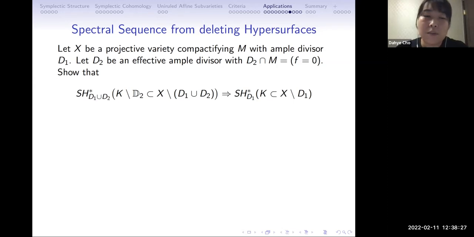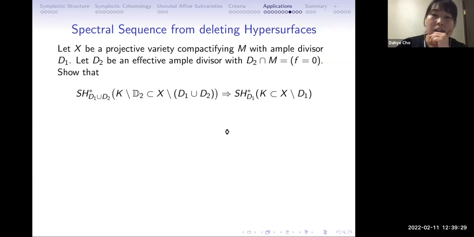Consider X, a projective variety compactifying an affine variety M with ample divisor D1, and consider D2, an effective ample divisor whose intersection with M is defined by a polynomial F. We want to show that there is a spectral sequence whose E1 page is the relative symplectic cohomology of X minus D1 union D2, with the symplectic structure from the divisor D1 union D2, and it converges to the relative symplectic cohomology of the pair K inside of X minus D1. The symplectic structure is coming from the ample divisor D1.